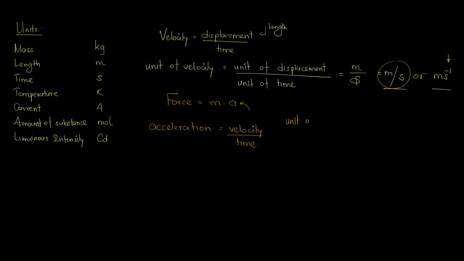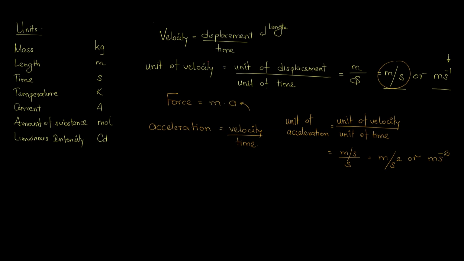So we can say the unit of acceleration is equal to the unit of velocity divided by the unit of time. The unit of velocity is meters per second, time is second, so it is meters per second squared, or you can write it as meter second minus 2.